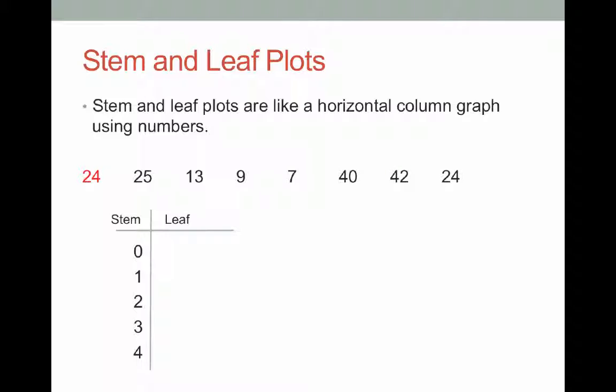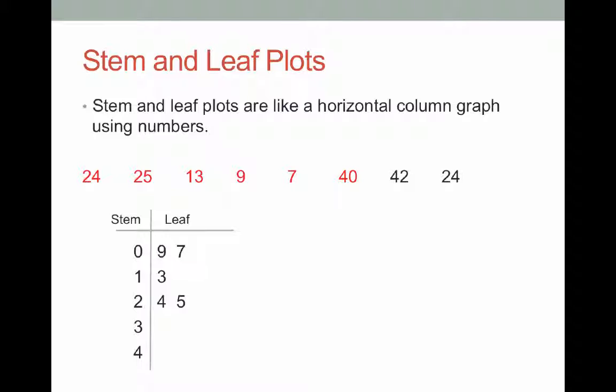Now, to put the 24 into my stem and leaf plot, I'm going to place the 4 in the 2 row. This represents 24. To represent 25, I'm going to put a 5 in that same row. This represents the numbers 24 and 25. To put the number 13 in, I'm going to put a 3 in the 1 row. Where do you think I might put the 9? The 9 will go in that first row with a 0. And the 7 will go in the same row.